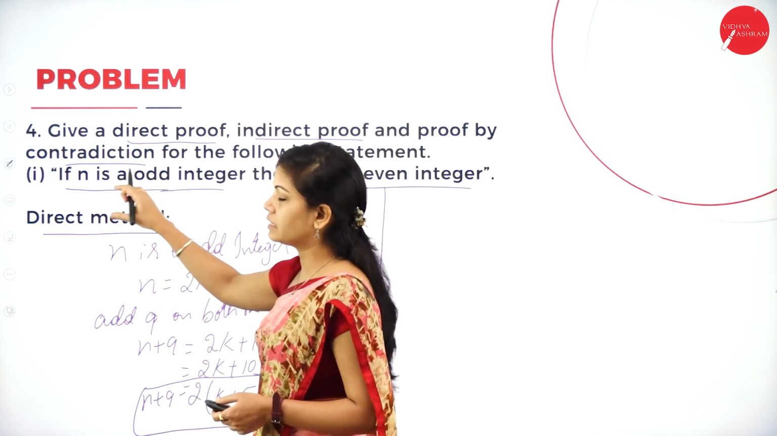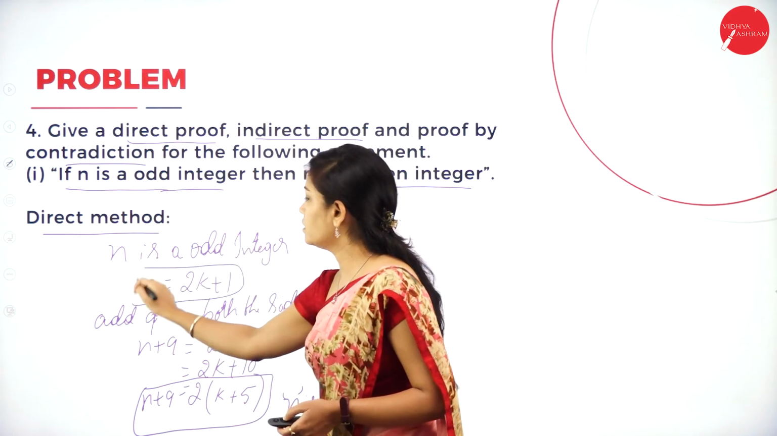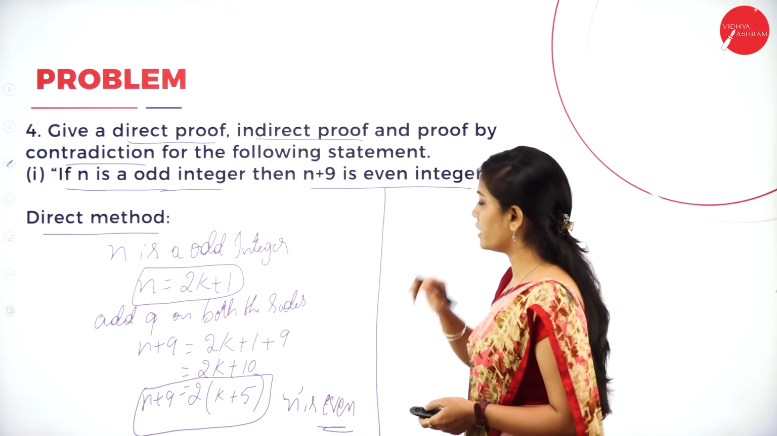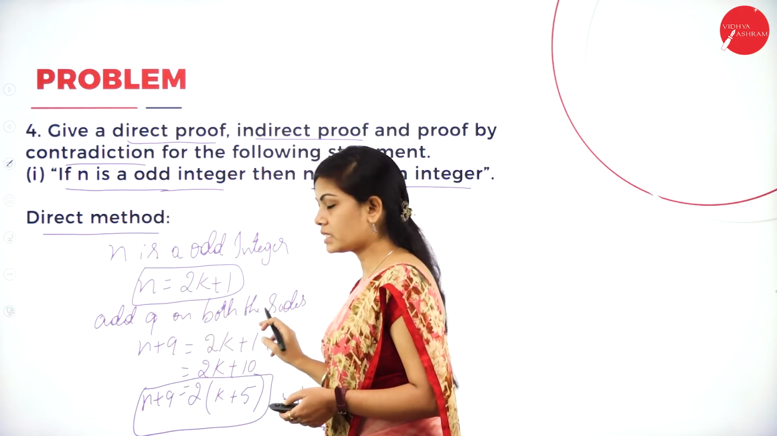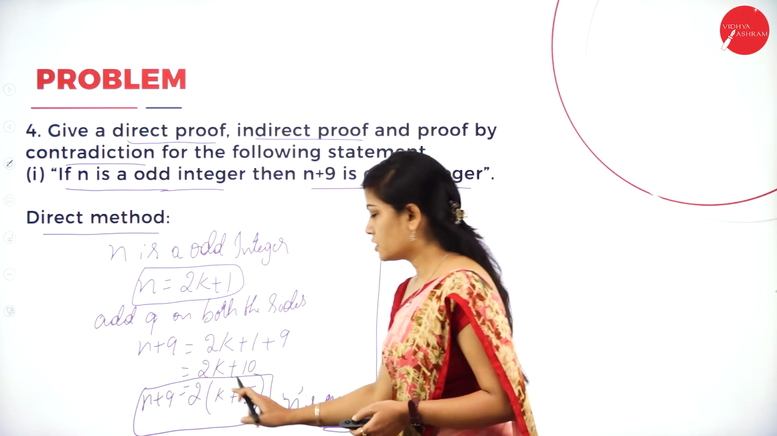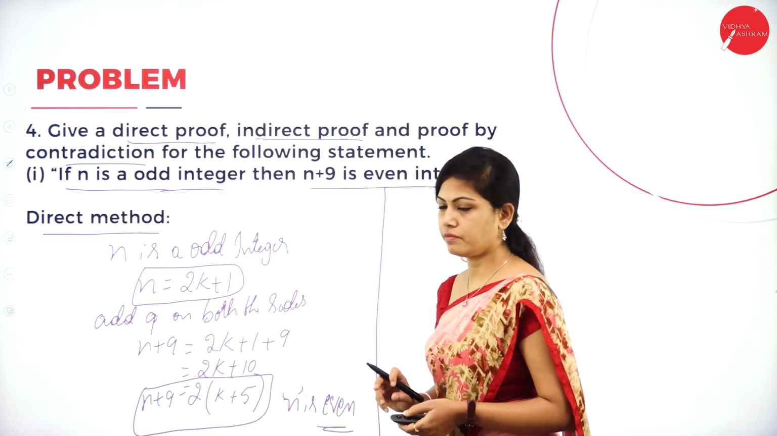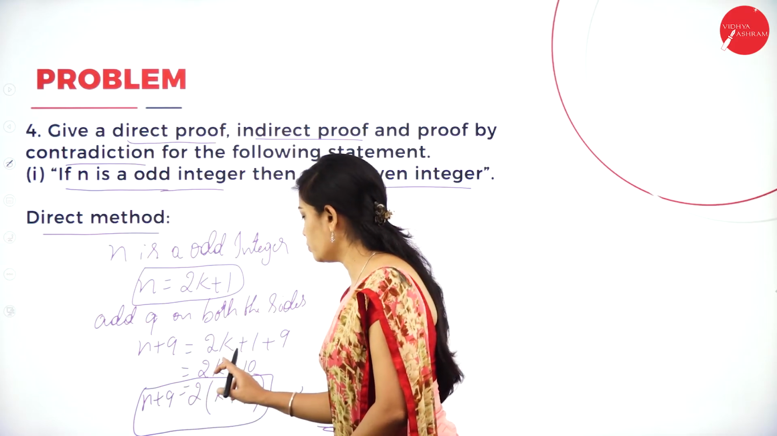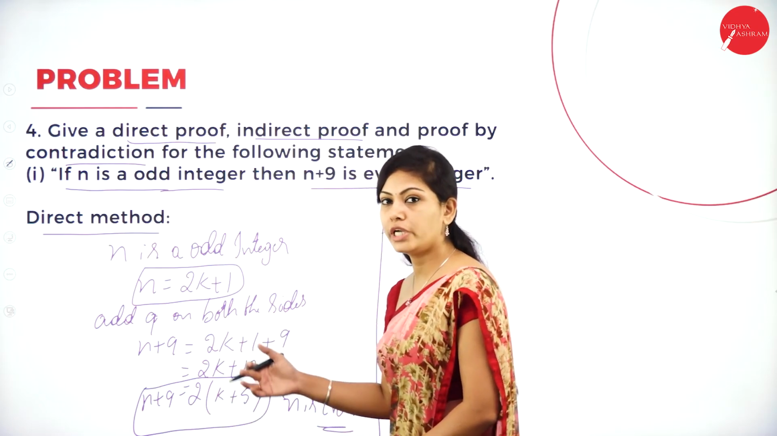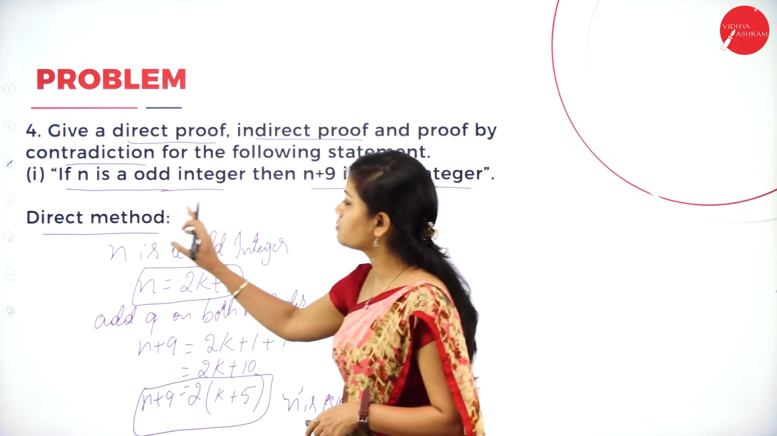So first you have to consider the statement n is an odd integer. Here I have assumed n is equal to 2k plus 1. Now you have to prove that n plus 9 is an even integer. So add 9 on both the sides. n plus 9 equals 2k plus 1 plus 9. So it will become 2k plus 10. Take 2 as a common factor: 2 into k plus 5, since 2 fives are 10. So 2 into any value, 2 into m or 2 into k, is divisible by 2. So it is an even integer. So we have proved this by the direct method.